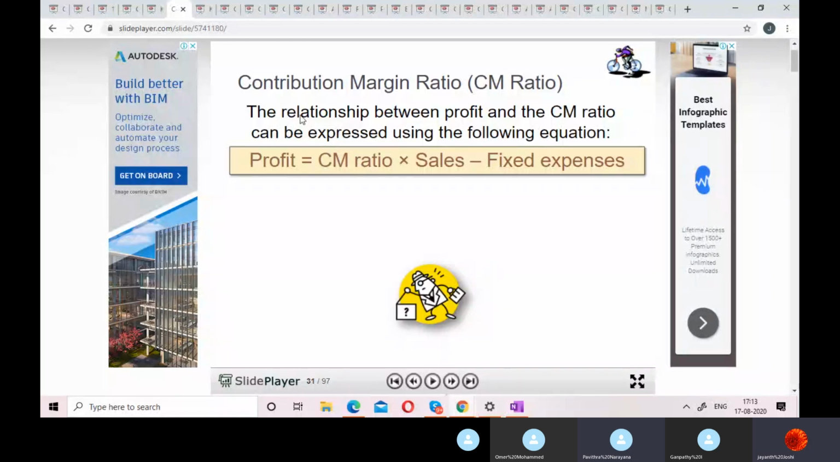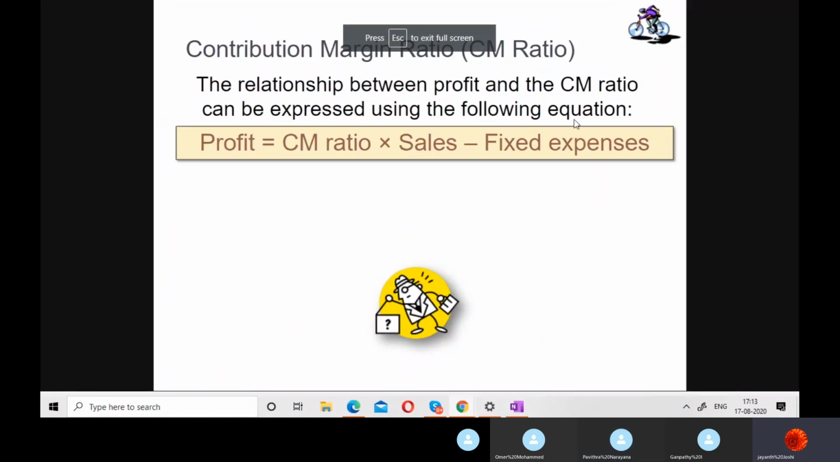Contribution margin ratio. So contribution margin, the relationship between profit and contribution margin ratio can be expressed using the following equation. What is the relationship between profit and contribution margin ratio?